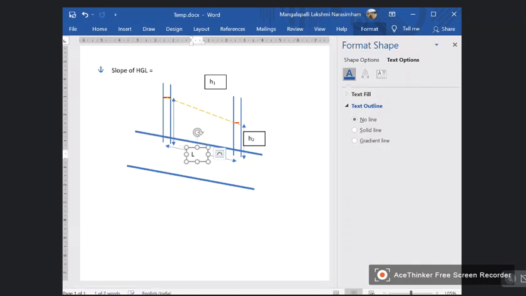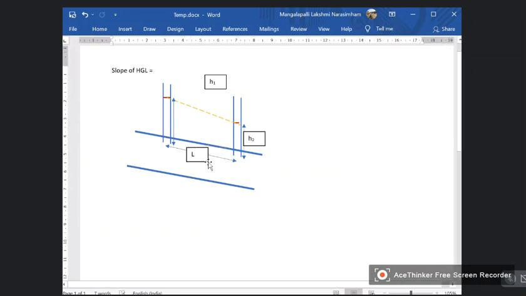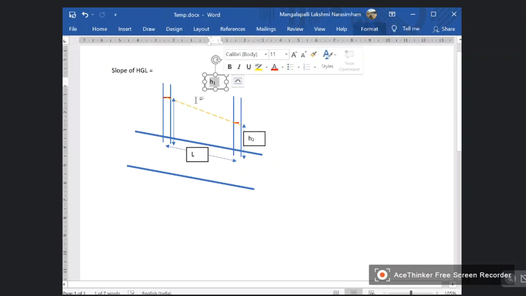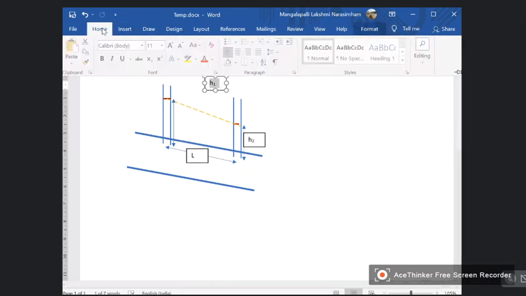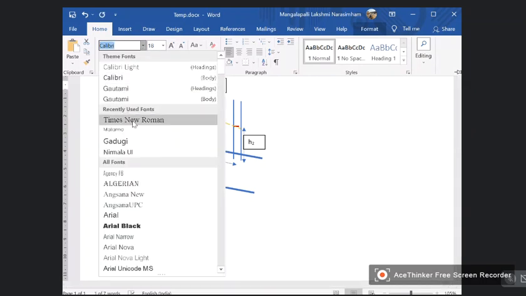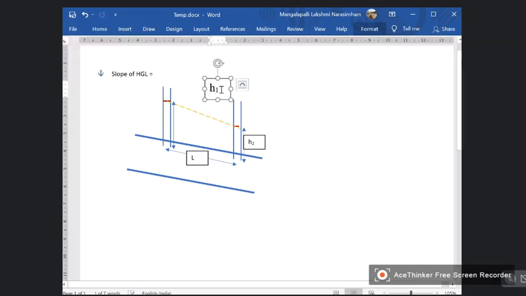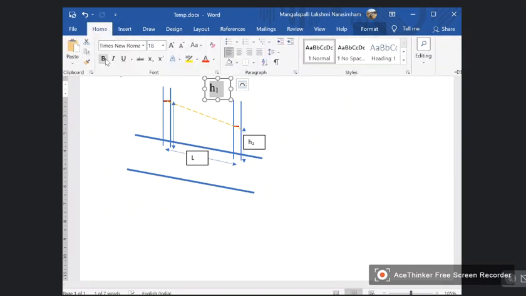Are these visible? Because I have written in small font. Is it visible? Yes, sir. Yes, sir. Okay.